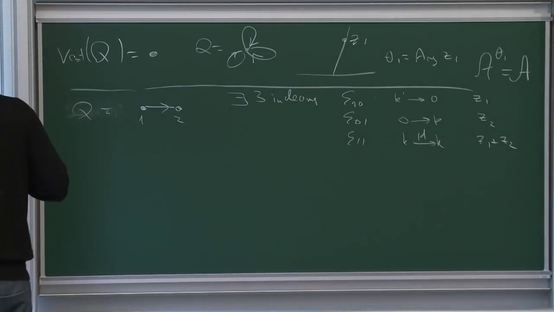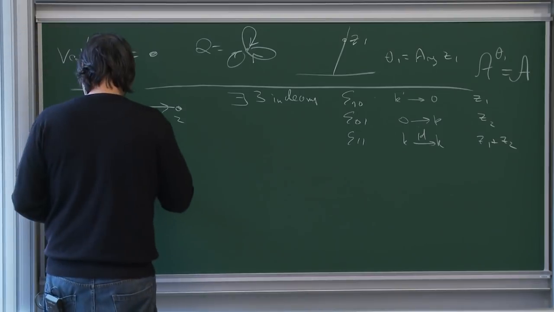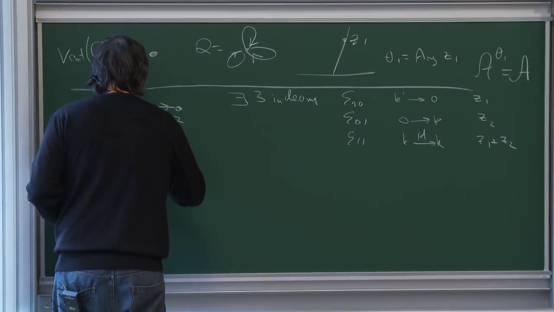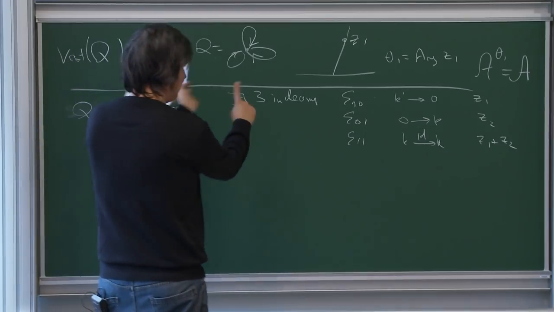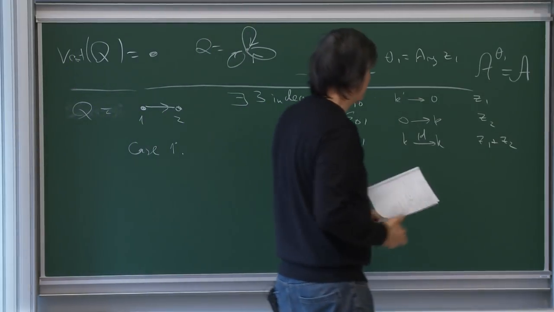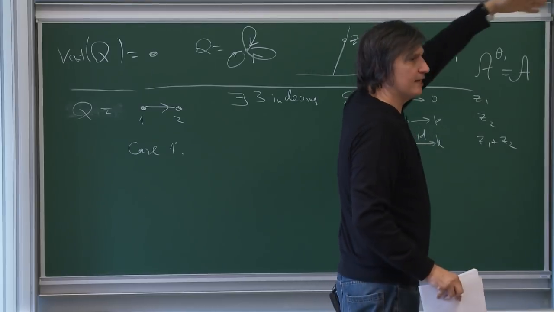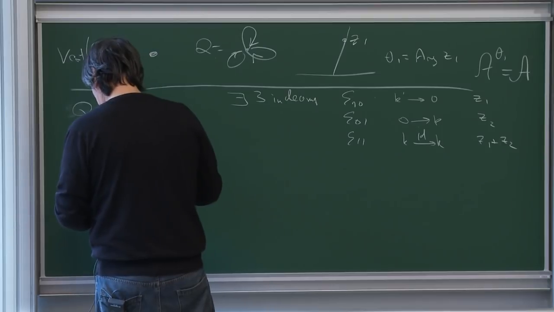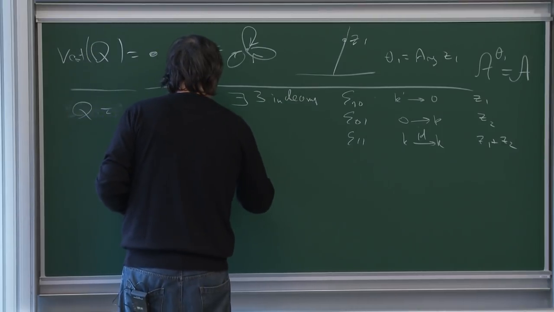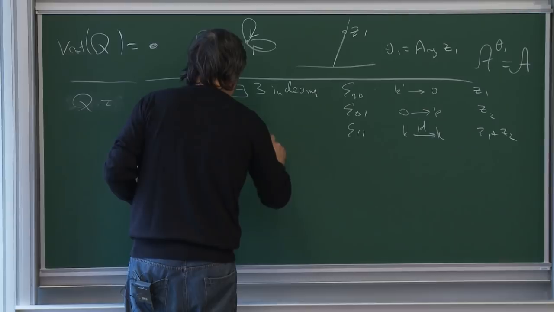Okay, now there are again cases. Case 1: these numbers Z1, Z2 could be one on the left, one on the right. If they're aligned, then you get again only one category, nothing to talk about. Now, suppose they're not aligned. Suppose the argument of Z2 is bigger than the argument of Z1.